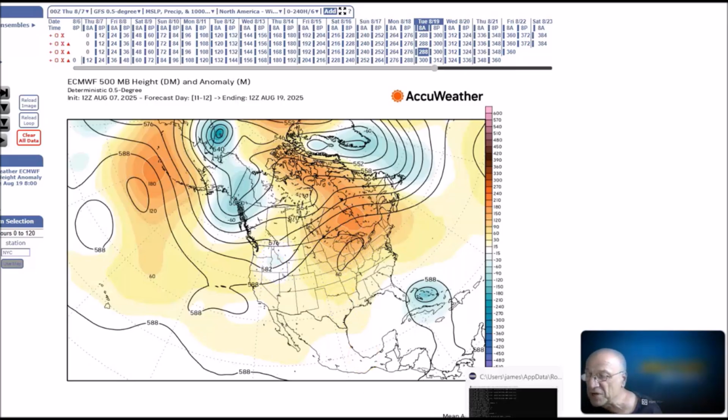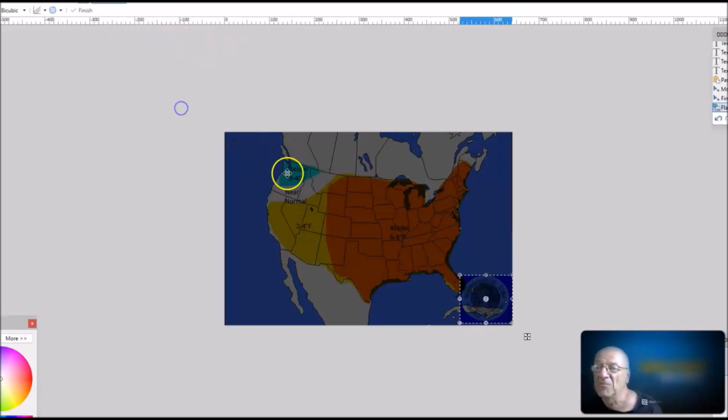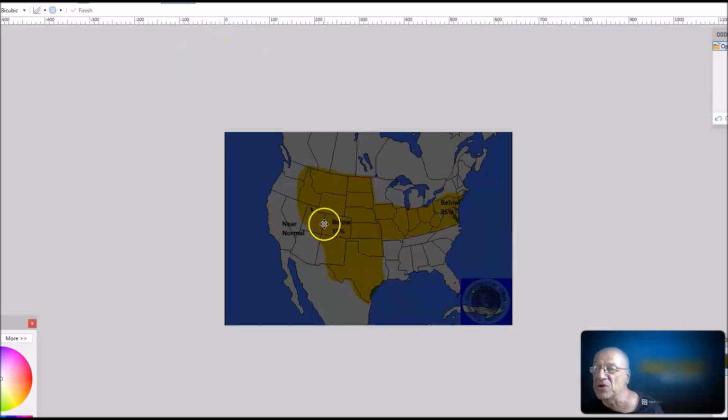So for this forecast period, I am calling for below normal temperatures here, with the anomalies 2 to 4 degrees below normal, and above normal temperatures here, with anomalies that could be up to 8 degrees above normal in some locations in this area in orange. For precipitation, calling for below normal precipitation here, probability of occurrence 35%.